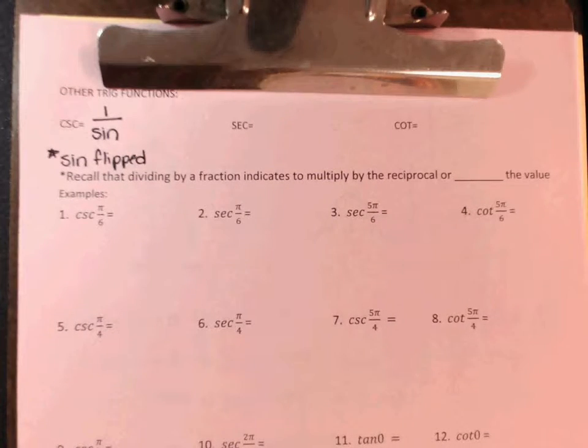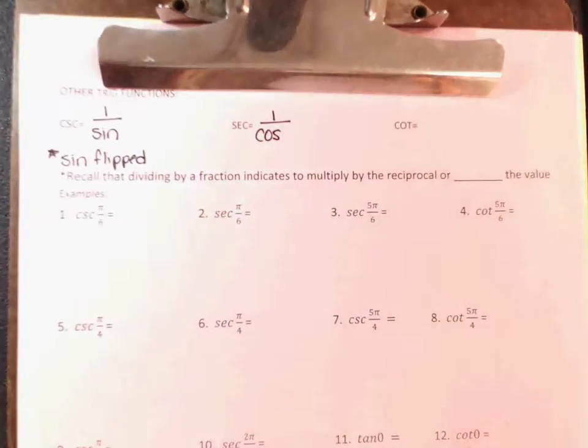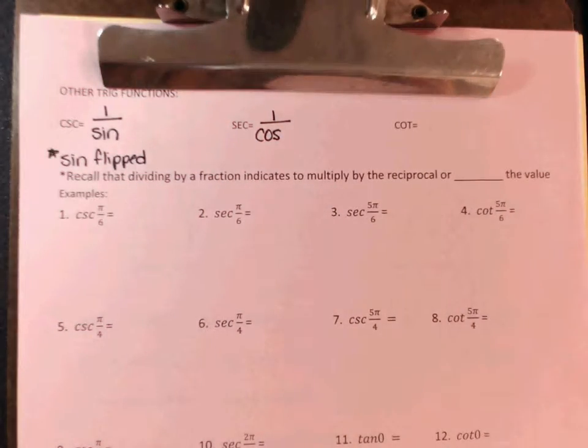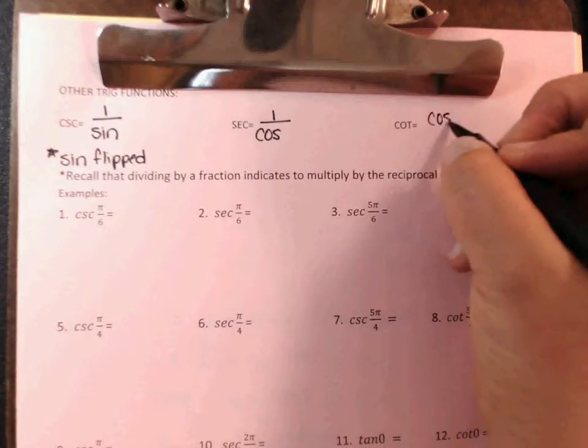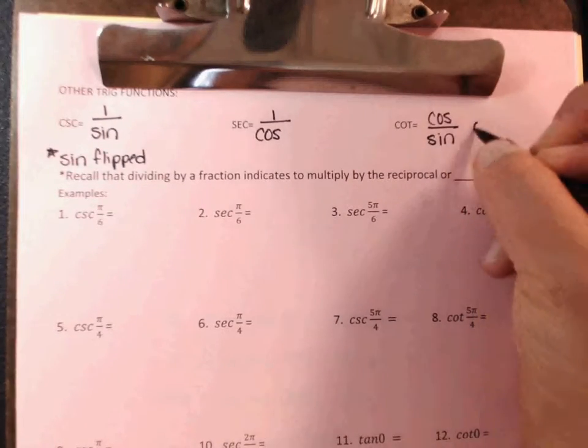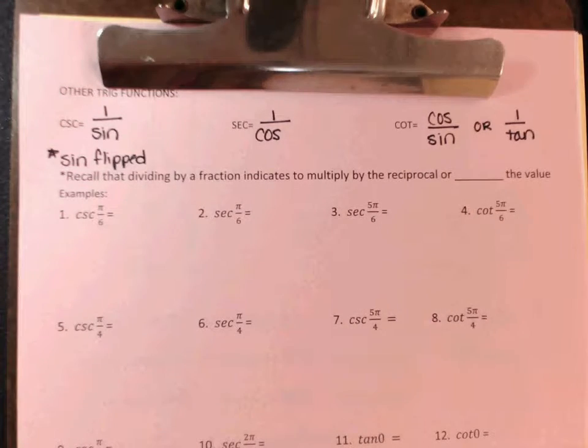Okay, so that'd be 1 over cosine, which we know in our heads is really just that we're going to flip it. What about cotan? So if tangent is sine over cosine, what would cotan be? Cosine. Nice. Or you could think of it as 1 over tan, if you want. It really doesn't matter. They're the same thing.